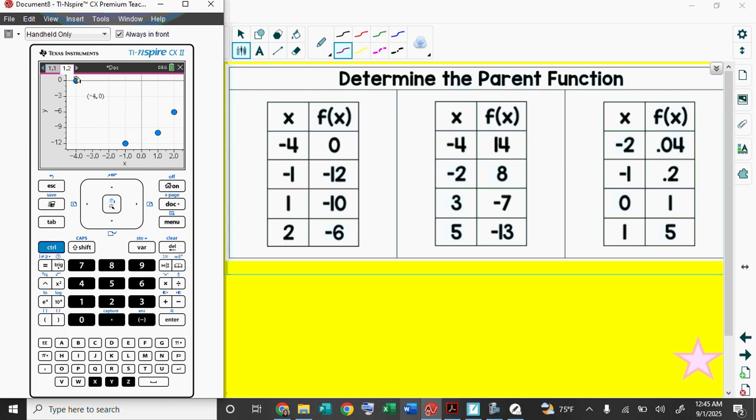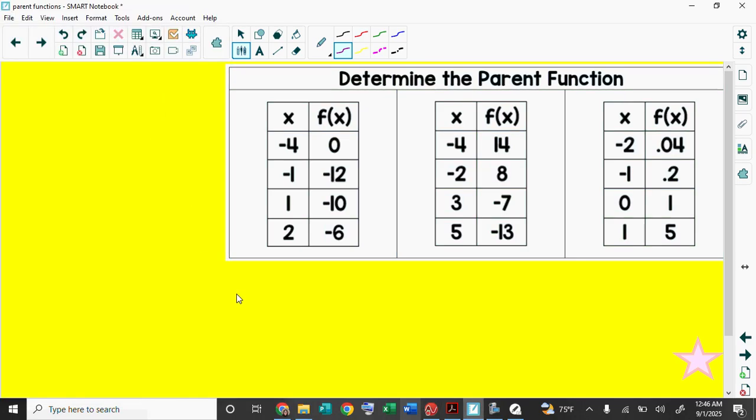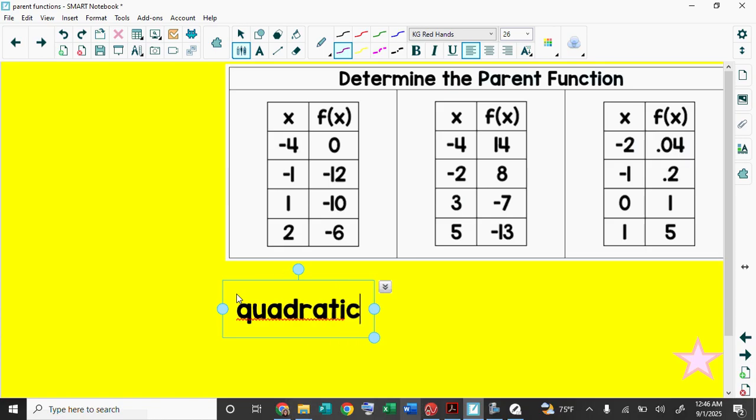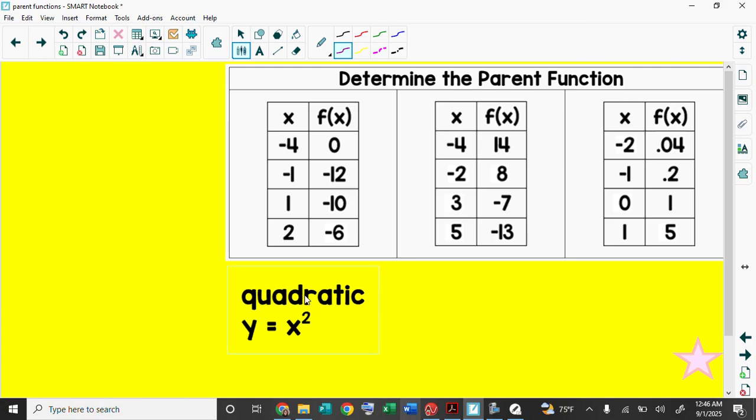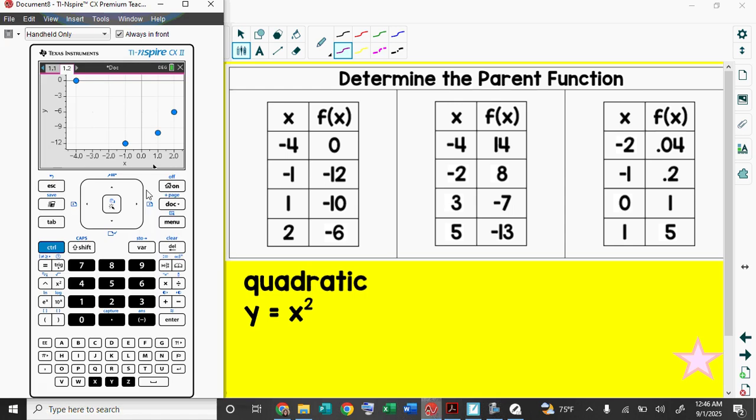That looks like, oh, well, maybe not. There's this. And then this, is that going to look like a quadratic? So this one is a quadratic. And it is y equals x squared. That's it, a quadratic because it went up on both sides. Look at our calculator here. Came down and then back up to right there. There is our quadratic.